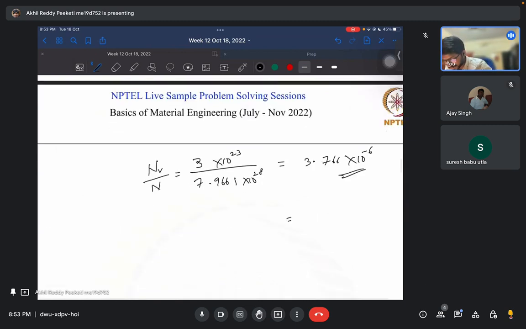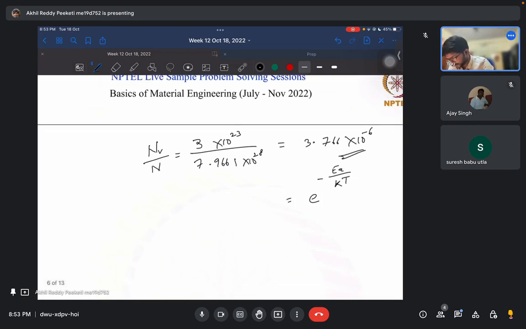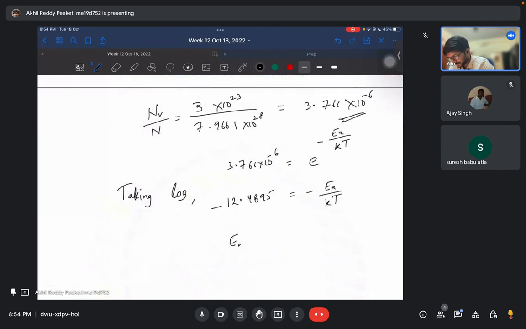Now this is equal to, in terms of activation energy, e to the power minus Ea by Boltzmann constant into temperature. So now if you take the ln, it gives 12.4895. So I am just taking ln. Now Ea is equal to kT into 12.4895.